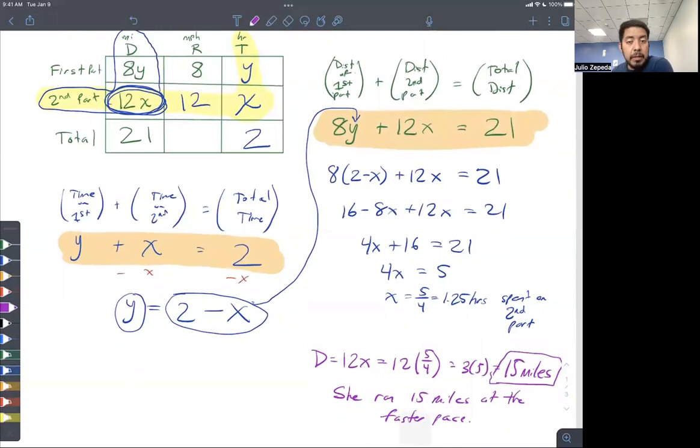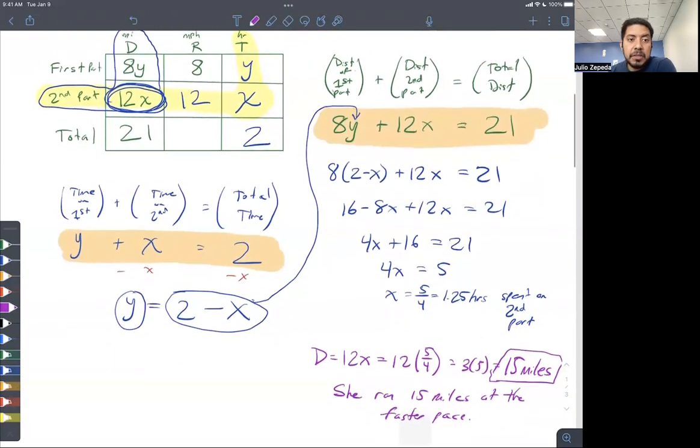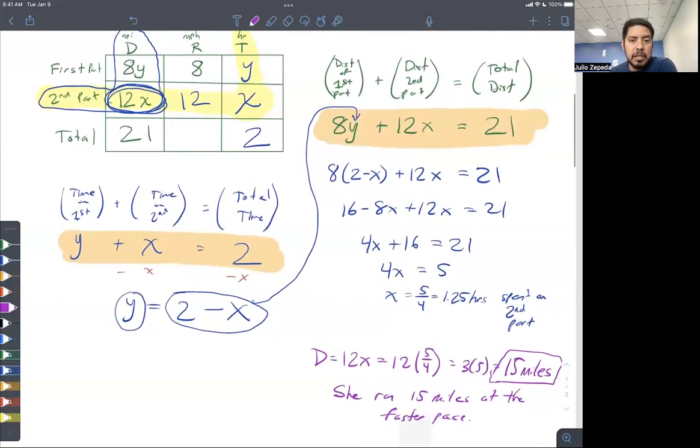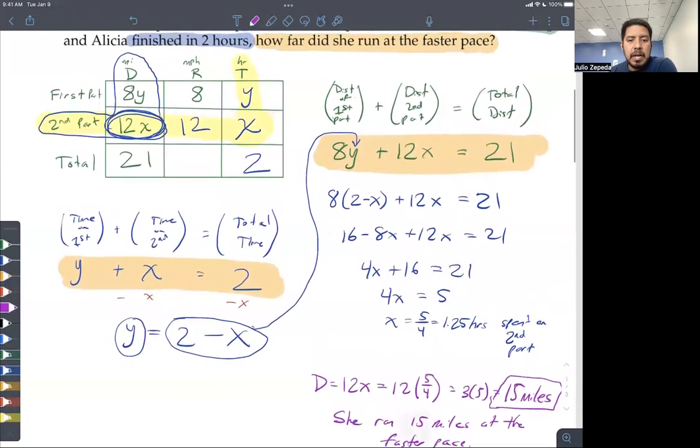If you choose to go that way, just know that at the end, your answer should match, in the sense that I got 15 miles as the answer for the question that was given. So if you don't get 15 miles, if you get x equals 5/4, well, maybe since you defined things differently, your x means something different. And so you need to figure out, well, how do I use this to get the answer to the question?